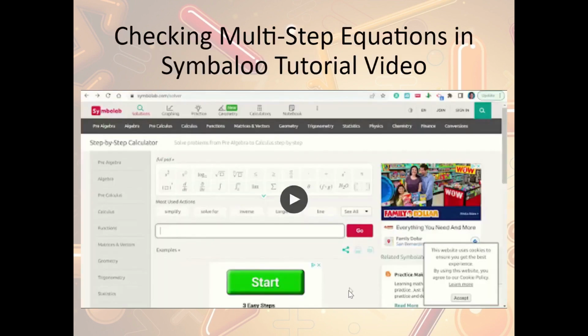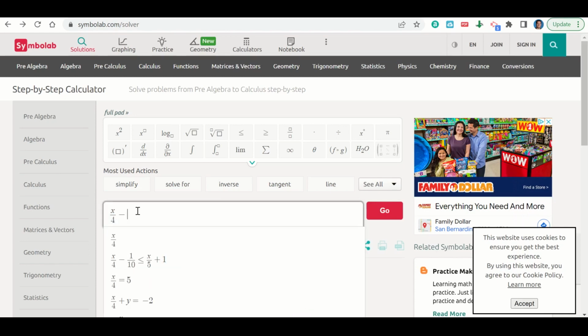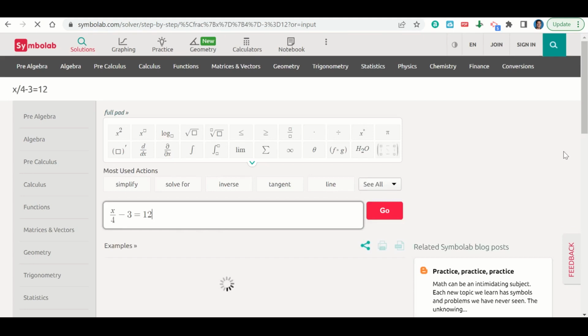Now there's a video here for you to watch that shows you how you can check your work on multi-step equations using Symbolab. Let's take a look now at how we can check our work using Symbolab for multi-step equations. So we go to symbolab.com and we go into this bar here, and we can put our equation. So let's say we had an equation x over 4 minus 3 is equal to 12. So that was our equation. We wrote it in here, and we're going to go ahead and click go.